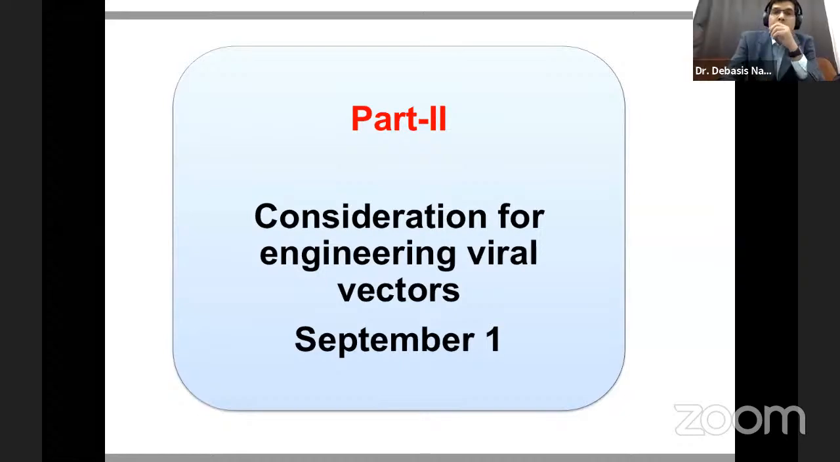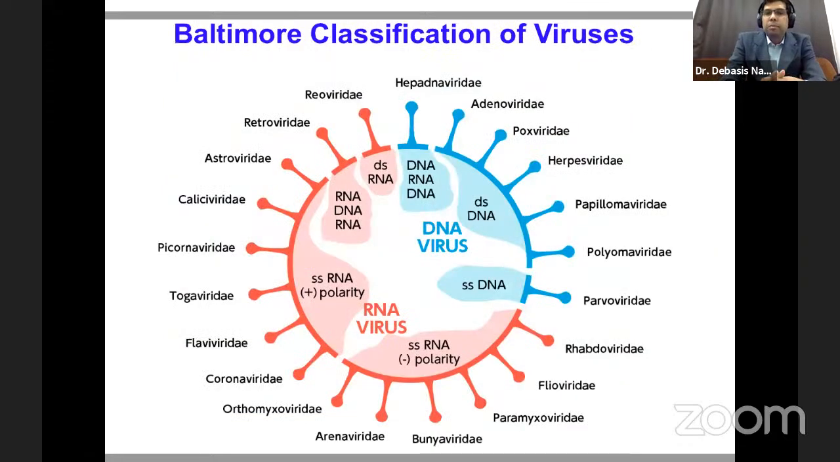So I think we have a lot to share, but I'm just trying to go to the next stage: the consideration of engineering viral vectors. The virus is a unique organism which has either DNA or RNA as a genome. The rest of the organisms have only DNA. So this is the only organism which has DNA or RNA as a genome. There is also some ambiguity, as in some viruses there is DNA and RNA together, but we are not discussing those exceptional things.